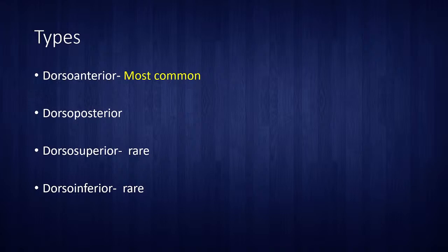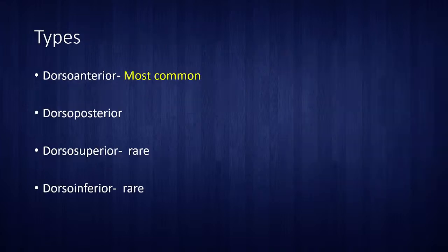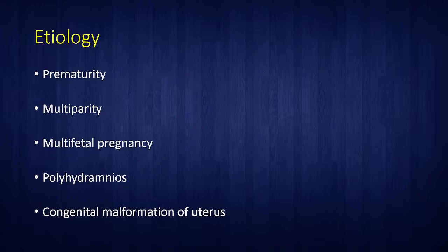Dorso-anterior, where the dorsum of the fetus is anterior. So, here you can see this is which one? This is dorsum. This is what type of presentation? Dorso inferior. Dorso is down. Dorso anterior, dorso posterior, dorso superior and dorso inferior. So, 4 types of presentation can be there in transverse. Dorso anterior is the most common.